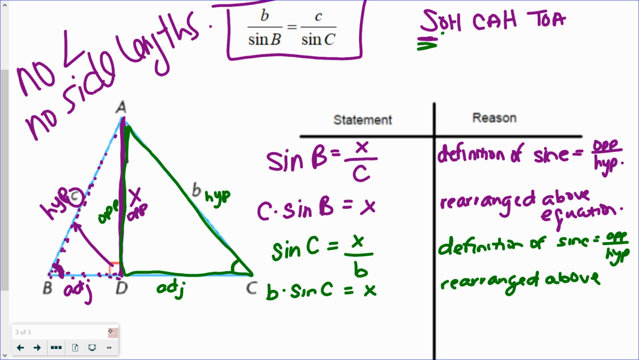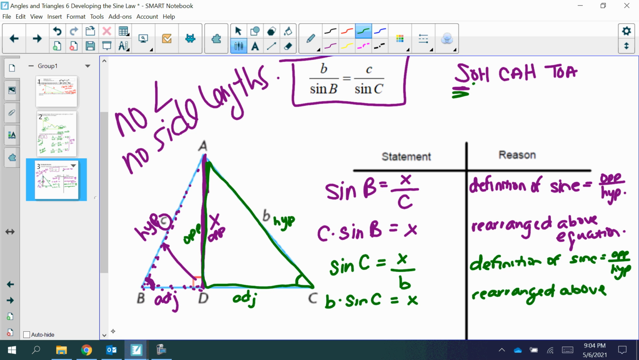And so now, again, we've seen this before. We have two things that are equal to the same thing.